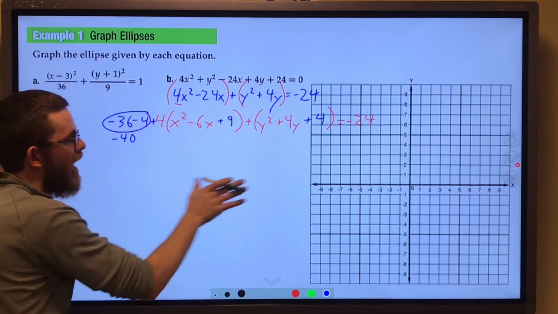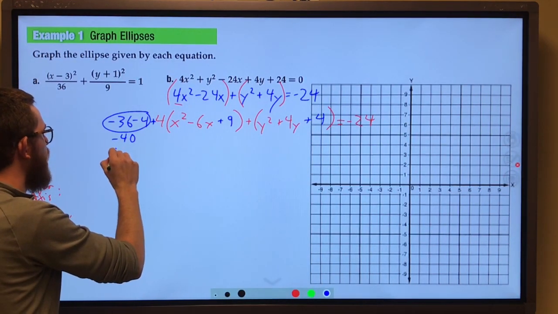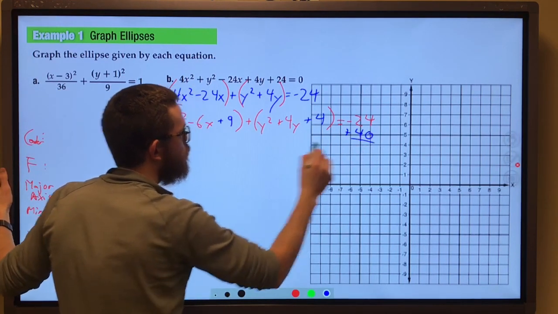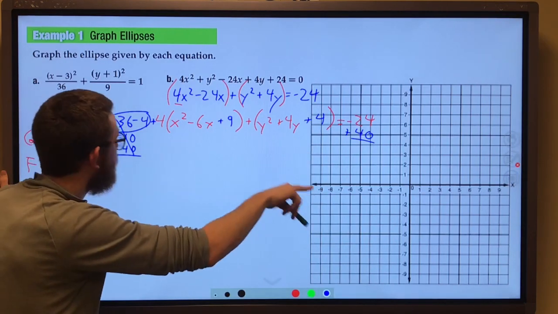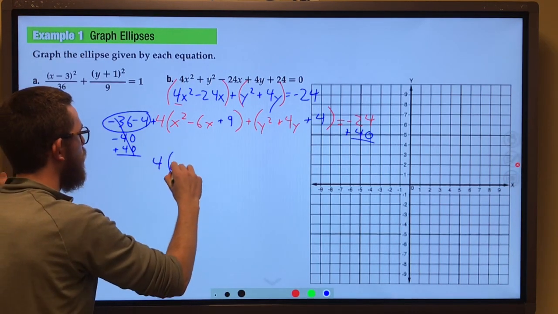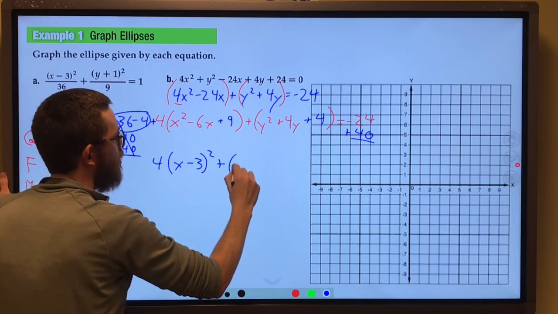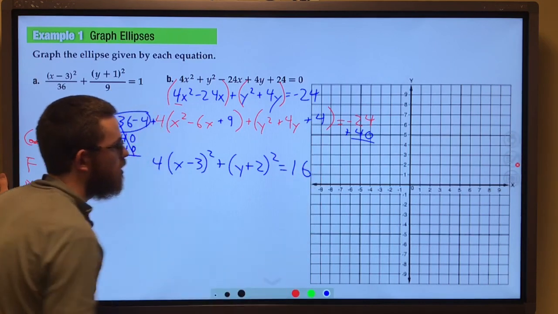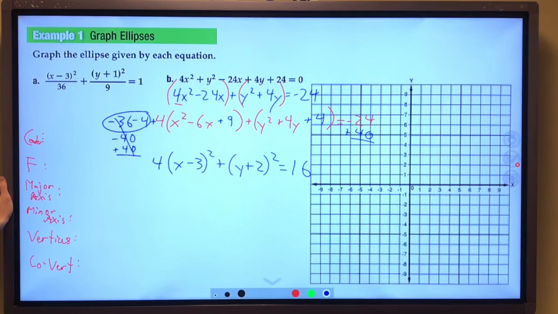And I can go ahead and add that to the other side if that would make it look better for you. And so when we add 40 to both sides, it's all gone over here. And now we're going to have 16 on the other side. So we have 4 times x minus 3 squared, plus y plus 2 squared equals 16. Take a second. Don't get too confused in what I did.